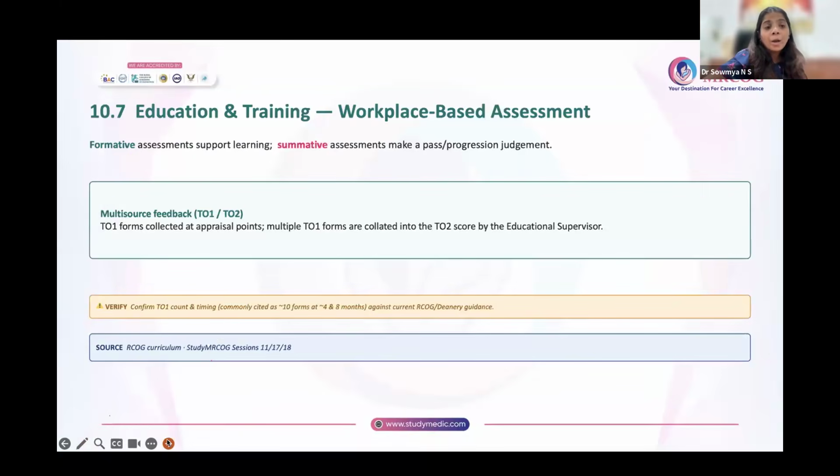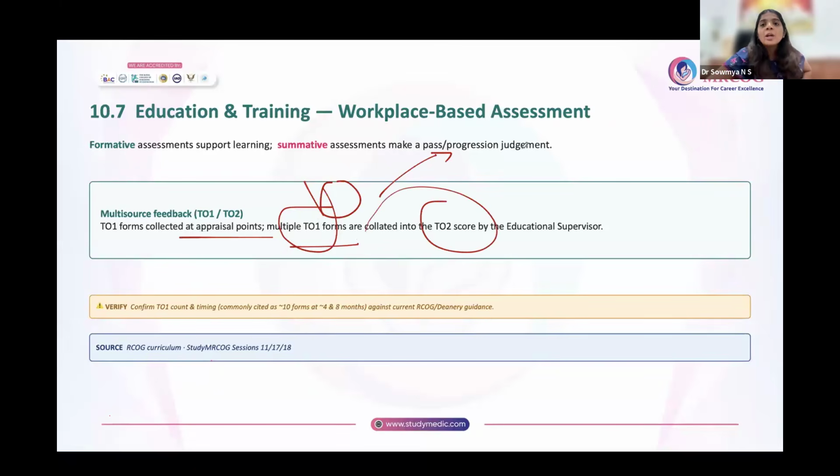Okay. Now, there are a lot of workplace-based assessments. One of them is multi-source feedback. Basically, they are called TO1, Team Observation 1, and TO2, Team Observation 2. Team Observation 1 could be from anybody, like your staff, your nurse, your scrub nurse, your anesthetist, your porter. You have to collect a minimum of 10 TO1 forms for ARCPs, which get scored. The combined score of that is a TO2 score, which is done by your educational supervisor.